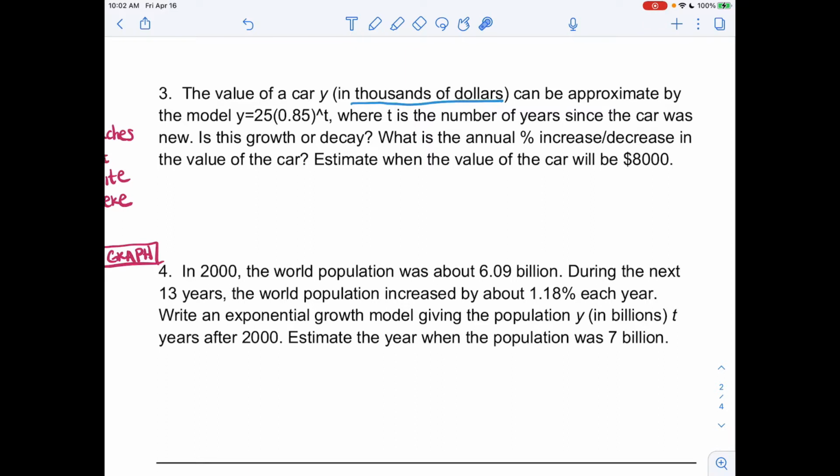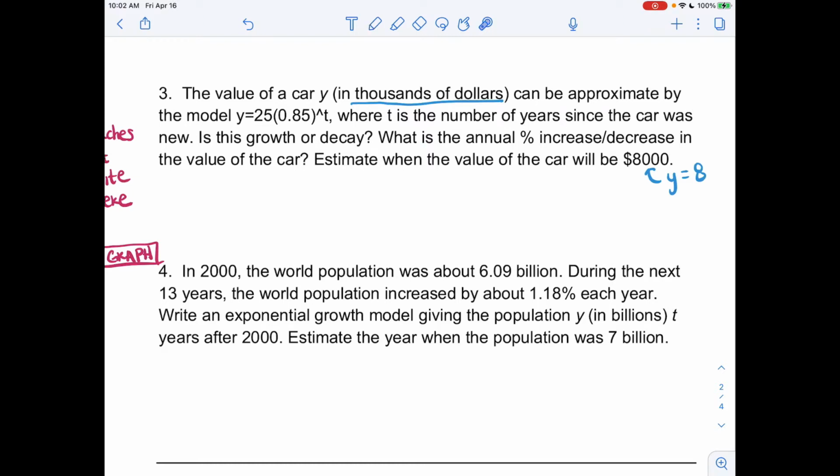where t is the number of years since the car was new. We first want to identify if this is growth or decay, and then what the annual percent increase or decrease is in the value of the car, and then finally estimate when the value of the car will be $8,000. So we want our value of the car, which is y, to be $8,000. Remember that y is in thousands of dollars, so this is actually a y value of 8, not 8,000. So let's be careful there.